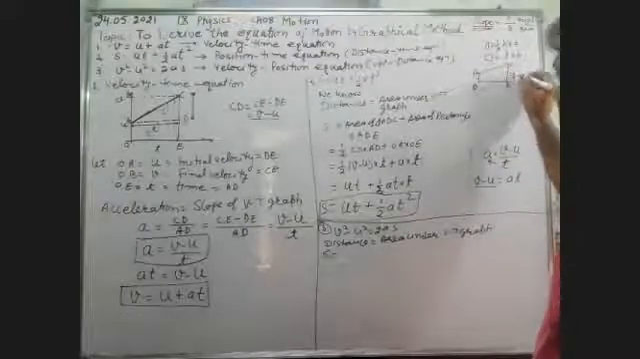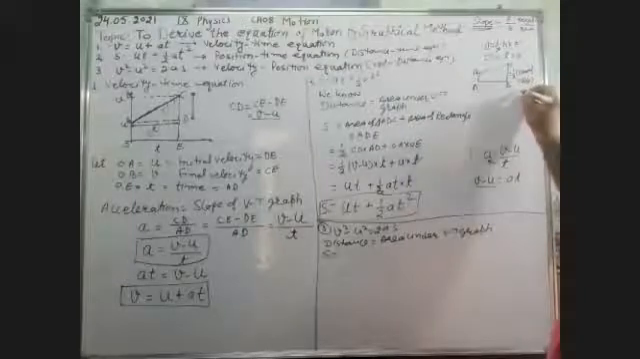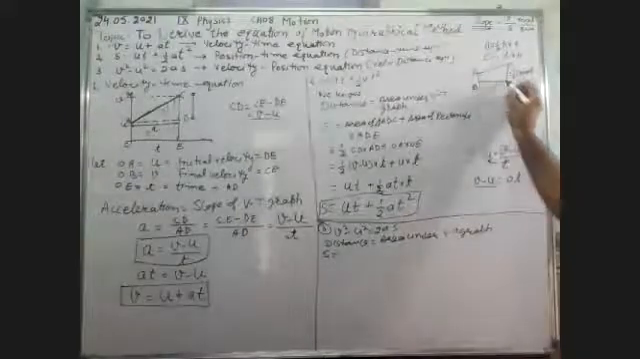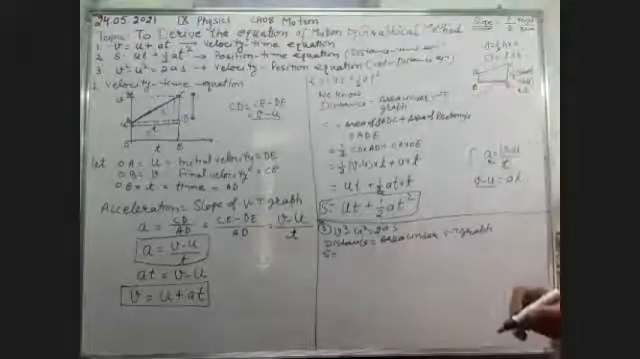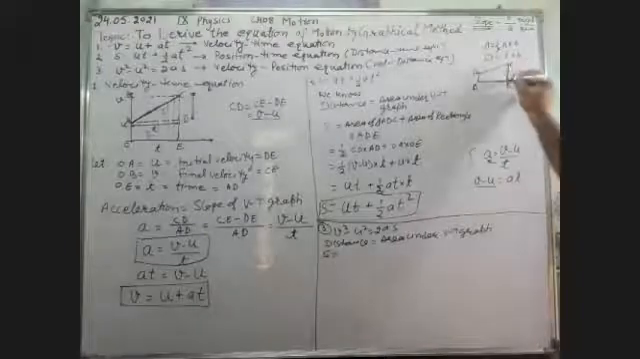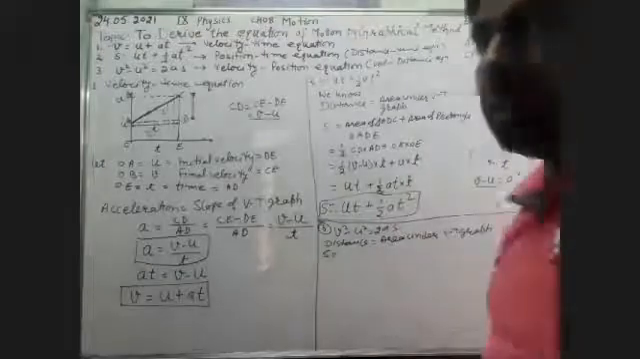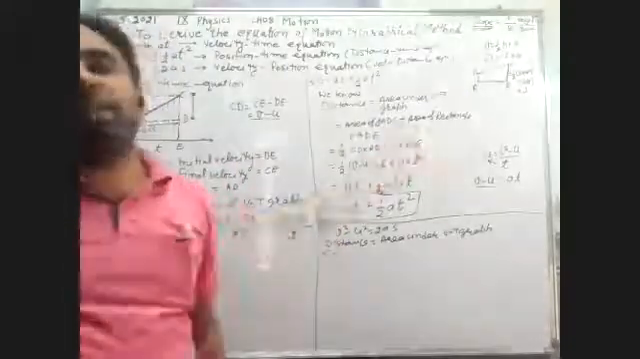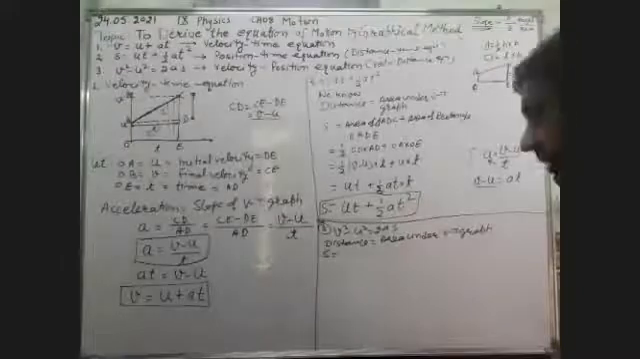Area of trapezium is 1 by 2 sum of parallel sides multiplied by the perpendicular distance between the two parallel sides. This is the distance between parallel sides. And what are the parallel sides? OA and CE. So 1 by 2 sum of parallel sides into the perpendicular distance between them. So students, to derive this equation, you have to know this mathematical formula, because this is a part of mathematics. You have to remember this.